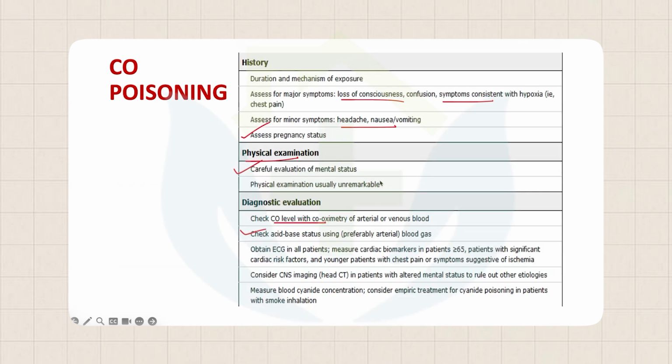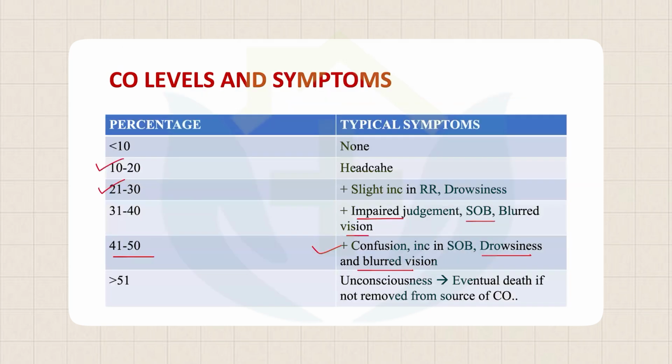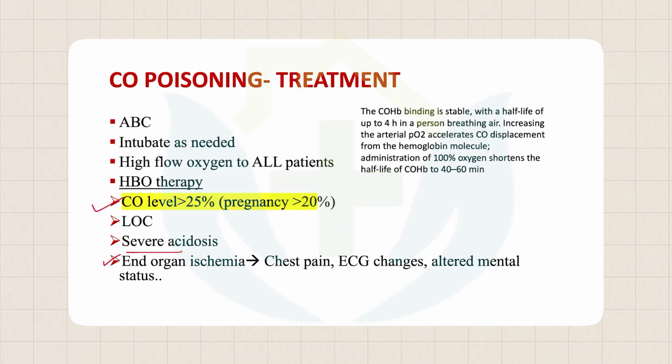You also have to measure the carbon monoxide levels by means of co-oximetry. If your carbon monoxide levels are above 60, it is lethal. So there are various ways to remember it. Less than 10, no symptoms. More than 50 to 60 is lethal. 10 to 20, mild blurring of sensation, mild dizziness. 20 to 30 is usually some drowsiness. And more than 40, patients have vomiting, drowsiness, progressive stupor, etc. Treatment is ABC, intubate, higher oxygen, hyperbaric oxygen therapy. The target is to reduce carbon monoxide below 25% in normal patients, less than 20% in pregnant patients.